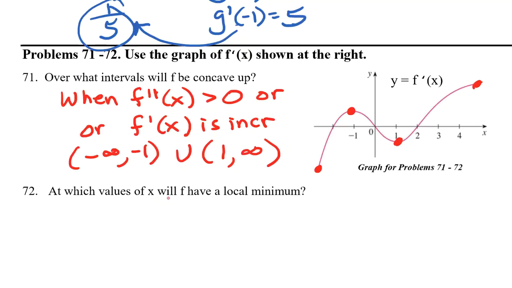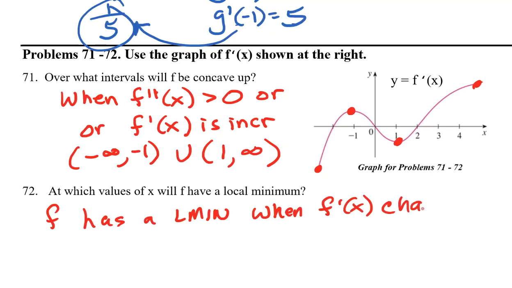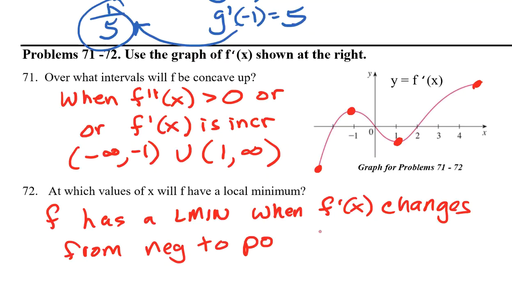And then at which values of x will f have a local minimum? So f has a local minimum when f prime of x changes from negative to positive. When a graph is falling and then it rises. So when f prime, this is the graph of f prime. So let's find out here, when does the graph of f prime change from negative to positive? Right here and right here. So that would be at x equals -2 and at x equals +2.